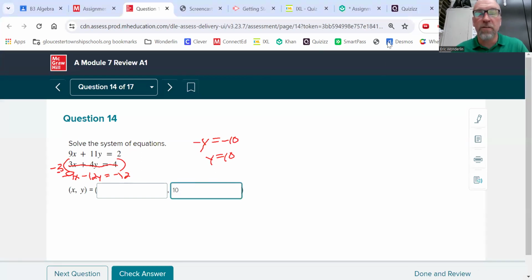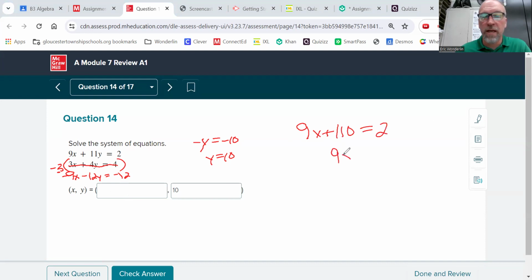Now I'll go back and find x. I'll put it into the first equation, just so I cross off the bottom one. 9x plus 11 times 10 equals 2. Subtract 110, 9x equals negative 108. Divide by 9, x equals negative 12. Negative 12.